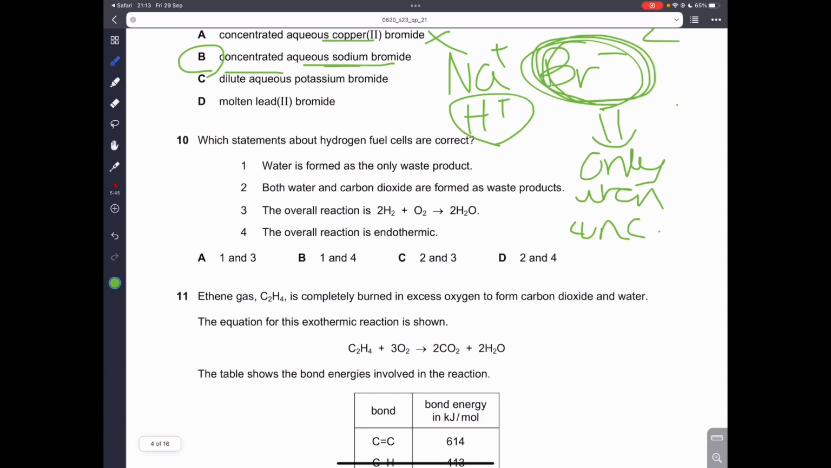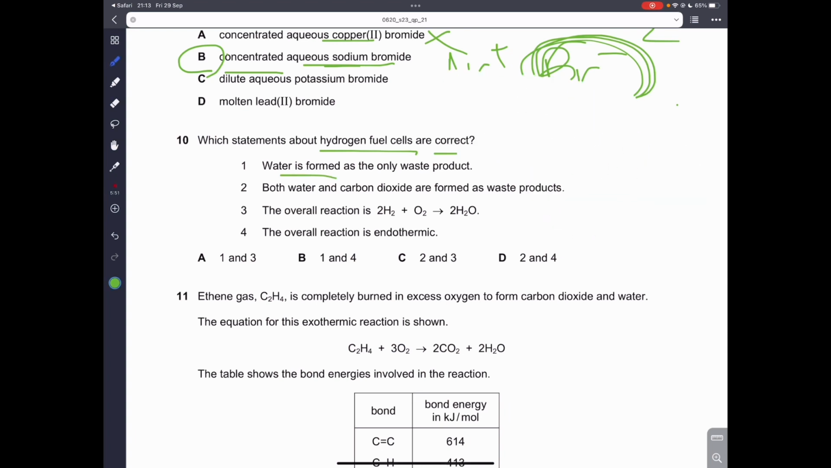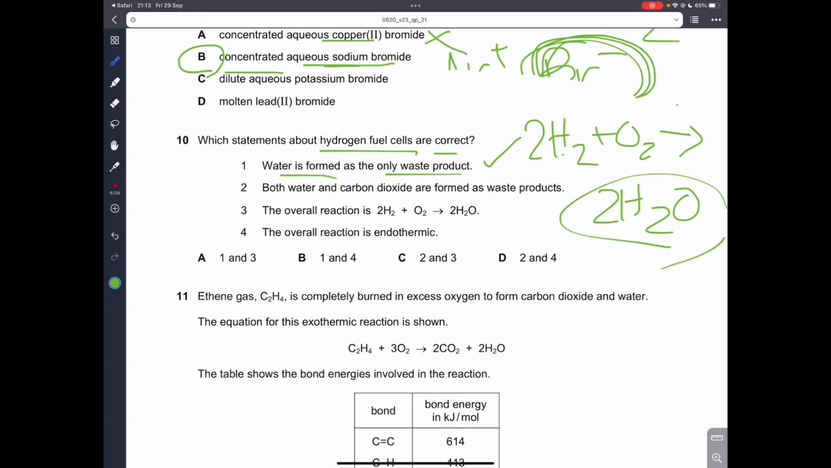Question number 10. Which statements about hydrogen fuel cells are correct? Water is formed as the only waste product. This is correct because remember the equation of the fuel cell, H2 plus O2 is going to give us H2O. Now we can balance this out with a 2. You can see that water is the only product that is formed.